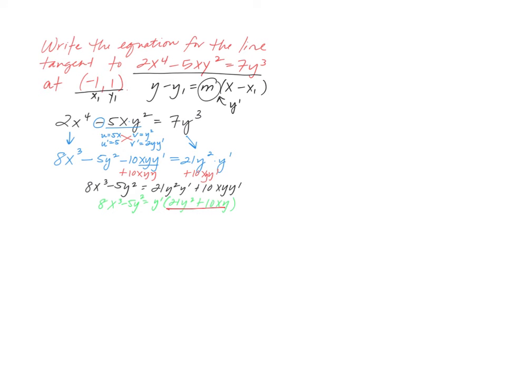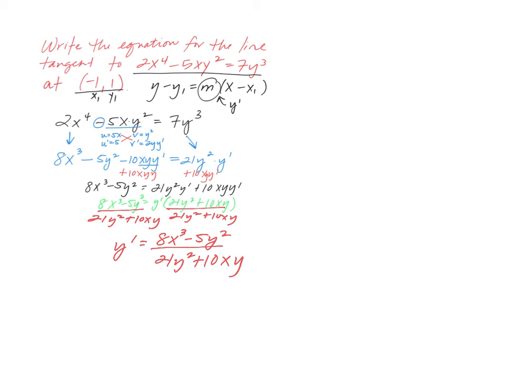Now I'll divide both sides by the 21y squared plus 10xy to get my final answer, which is my derivative, y prime, is equal to 8x cubed minus 5y squared over 21y squared plus 10xy. Now, if I were simply asking for the derivative, you would be done. But I'm asking you to write the equation of the line tangent to the implicit function we started with at a particular point. So what I need to do is still find the value of the slope, which means that I will evaluate the derivative at the point -1, 1.